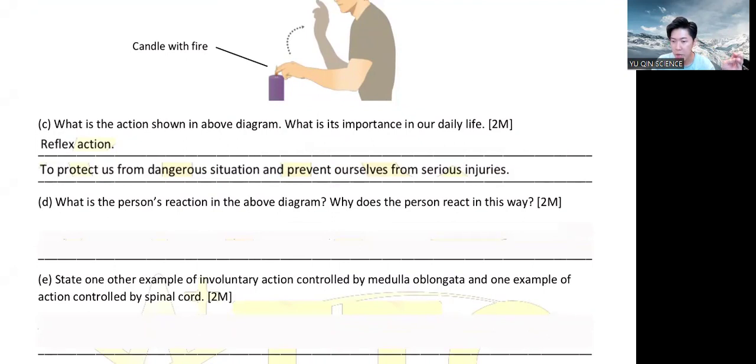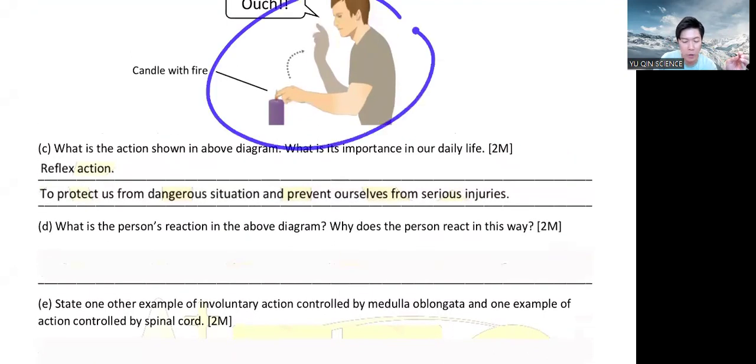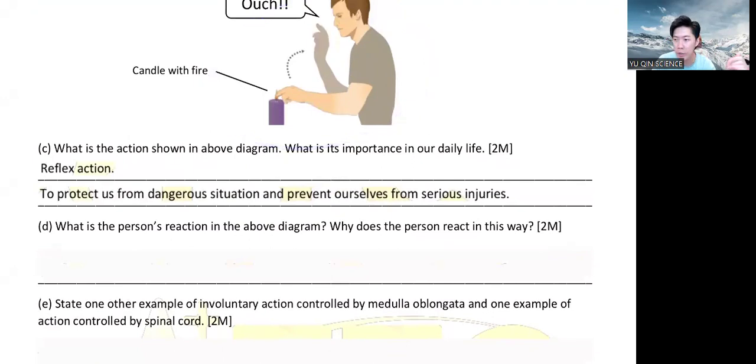Can we say voluntary action? No, because the picture is very obvious already. So we go straight to the answer, which is reflex action.